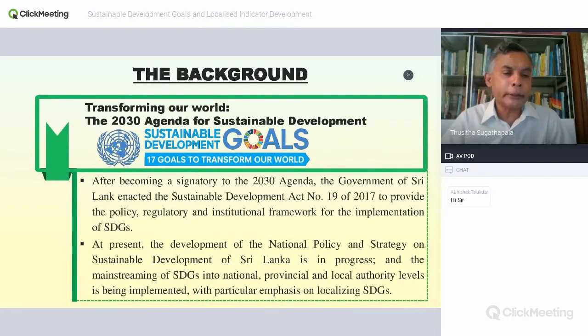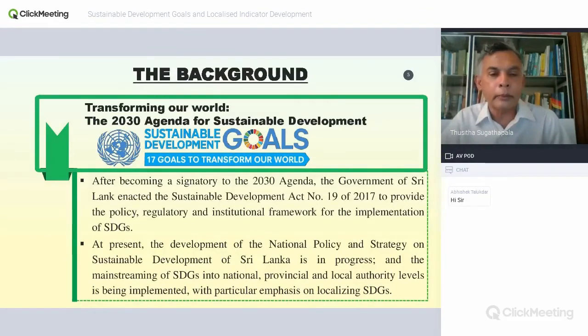Now we look at the local context with this development. Of course, Sri Lanka signed the agreement, it became a signatory to the 2030 agenda with other countries, and based on that, the government of Sri Lanka enacted a particular act called the Sustainable Development Act in 2017, which provides the policy, regulatory, and institutional framework for the implementation of SDGs, through which the Sustainable Development Council has been established, which is now in operation presently. The Sustainable Development Council works under the Presidential Secretariat.